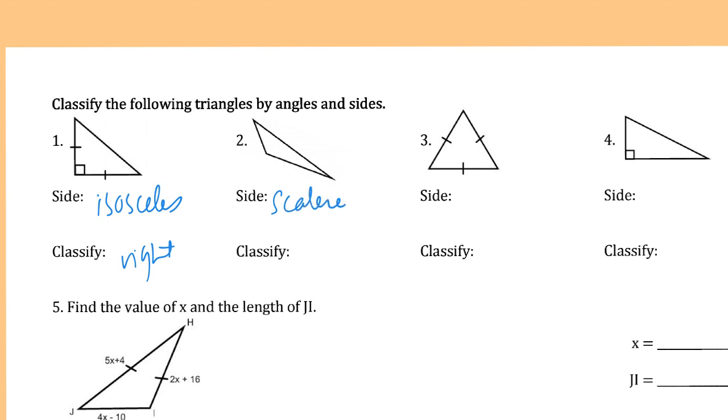The next one would be a scalene based on the sides. And it's also obtuse because one of your angles is going to be greater than 90. So a scalene obtuse triangle. The third one is equilateral. You could call it isosceles, but a better choice would be equilateral. And it's equiangular.